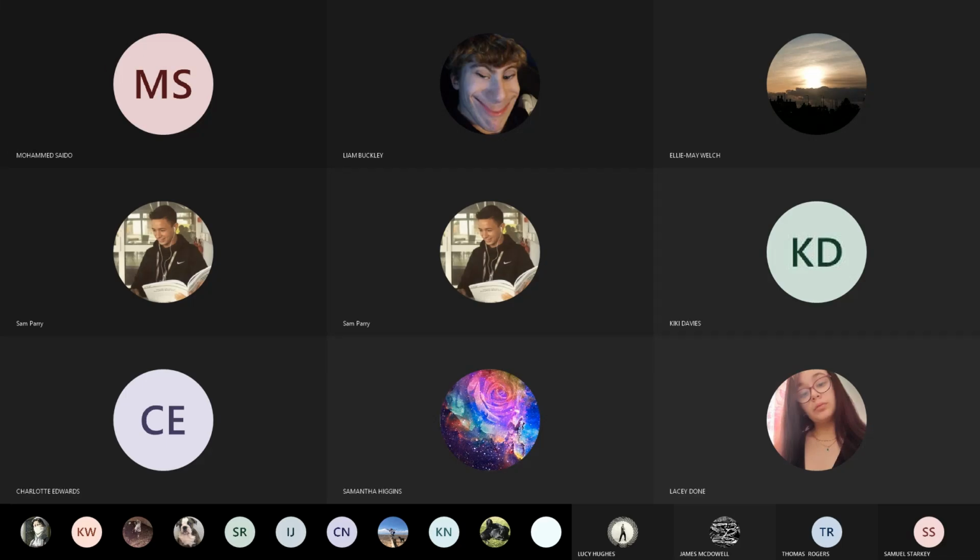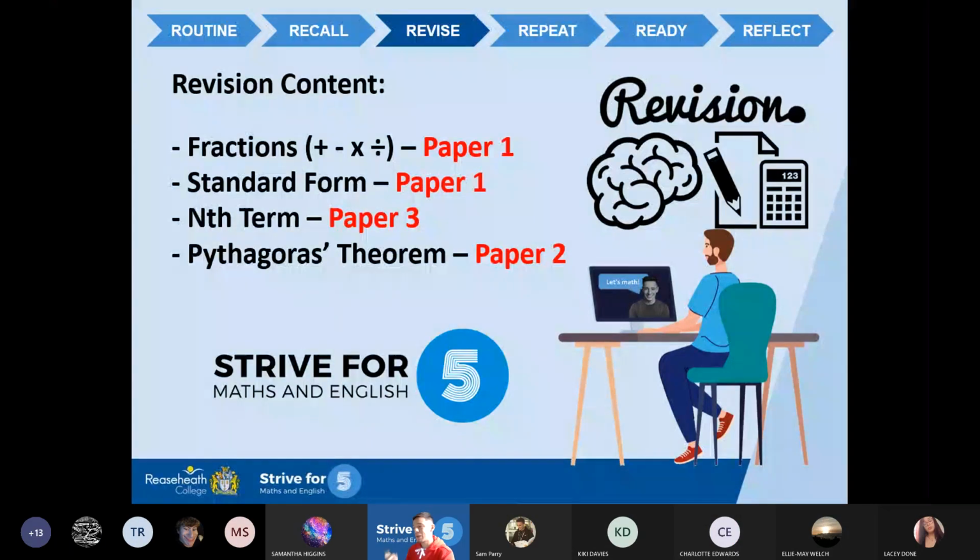But hopefully by looking at the screen today, you can see that I've planned something that's not only relevant, but varied as well. So it gives you a good range of different topics to look at. Now, some of these topics you may be pretty comfortable and confident with, but the more practice you do, the more confident and comfortable you are with them. So even if you're thinking, Sam, I'm pretty happy with fractions, or I'm pretty happy with nth term, stick around, stay with me and practice and reinforce those skills that you've got, okay?